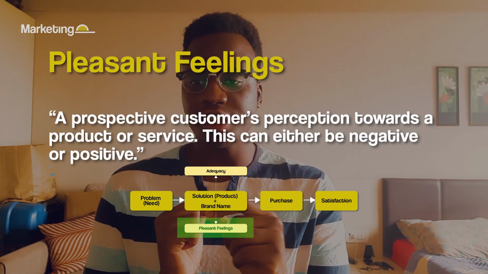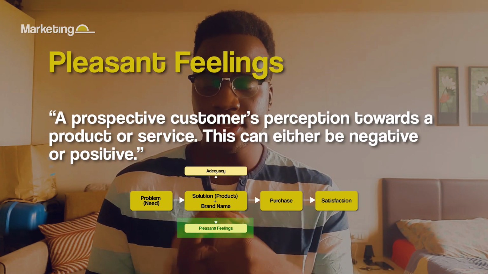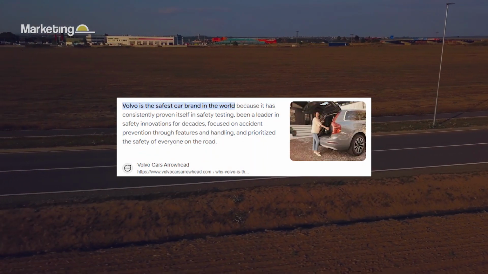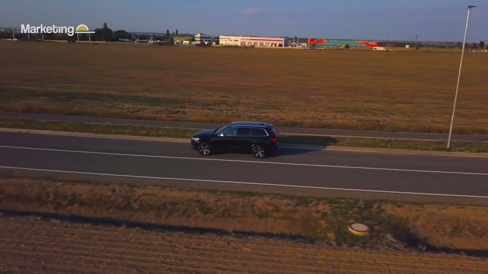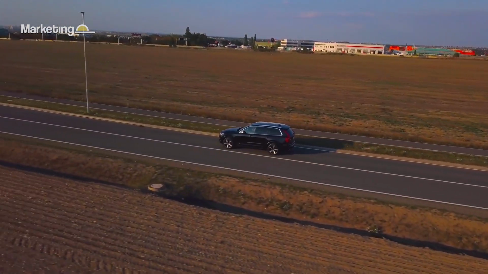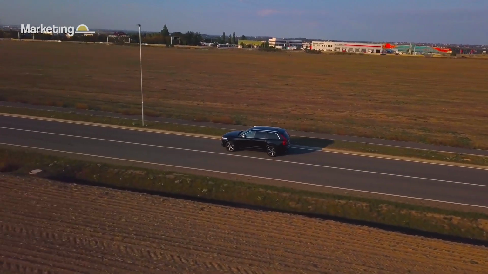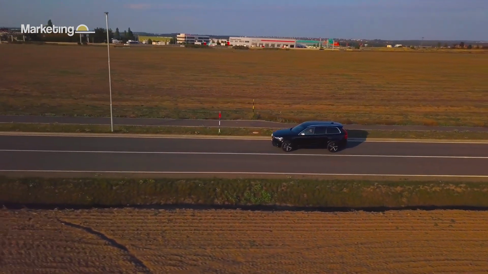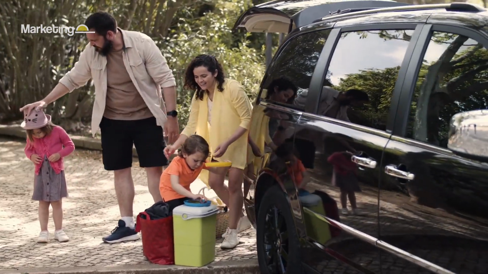And the solution and the brand name should bring about pleasant feelings in a person. So for example, Volvo is known to be a brand that makes safe vehicles. So a family person is probably going to really care about safety. Hence, they would maybe look for a Volvo family car because they know that Volvo cars are safe. So that brings about a certain sense of confidence, a certain sense of pleasant feelings that this car is indeed going to keep me and my family safe.